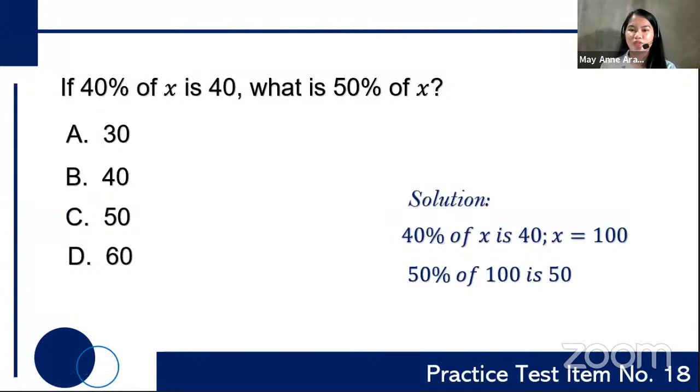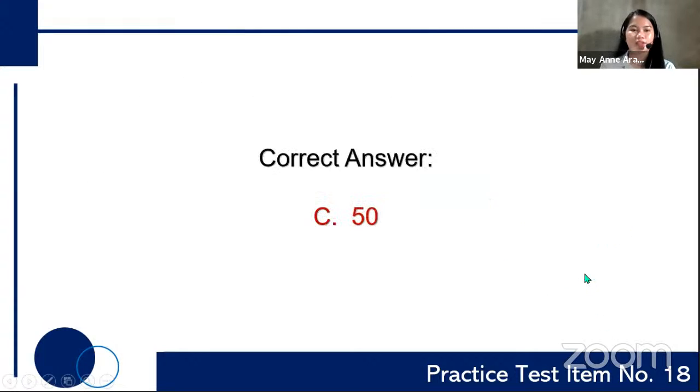Mga ganyan lang yung question sa mga basic lang. Okay, but if hindi 100 or you cannot easily identify the value of x, you can do this step by step. So first, get the value of x by solving this. 40% of x is 40, so therefore x is equal to 100. And after getting that value, take the 50% of the obtained value of x. So in this case, we have 50% of 100 is 50. So C is the answer, which is 50.